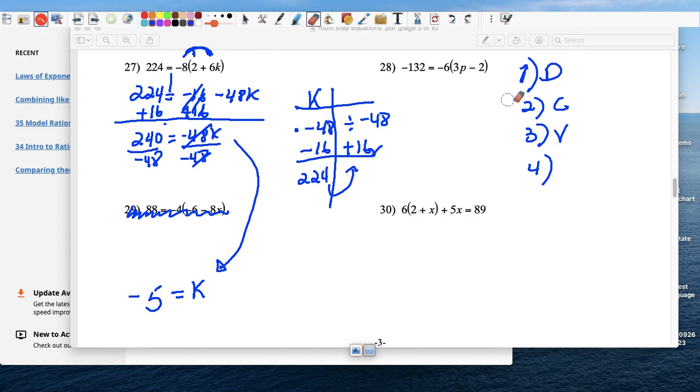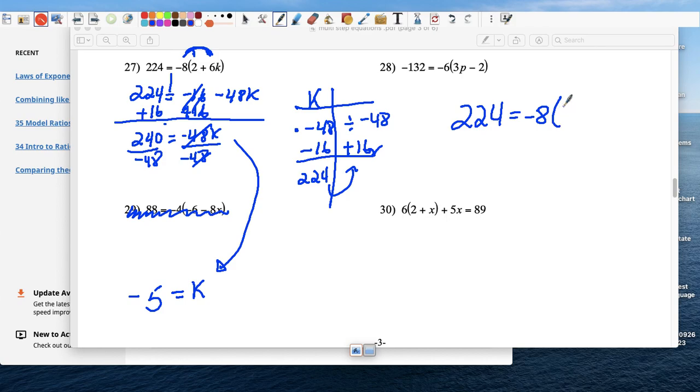So now we got to do our check. How do we do our check? To do our check, I'm going to copy the original equation, 224 equals negative 8 times 2 plus 6 times k, in which instead of k I'm going to write negative 5 in parentheses. This is where my substitution happened. So I replaced the k with negative 5. If I get them to equal each other, I know I'm good.